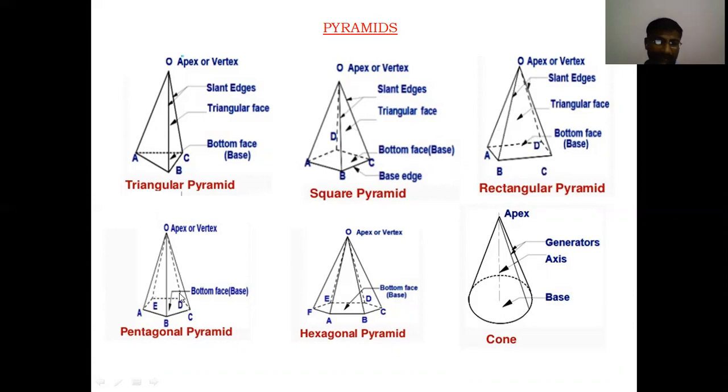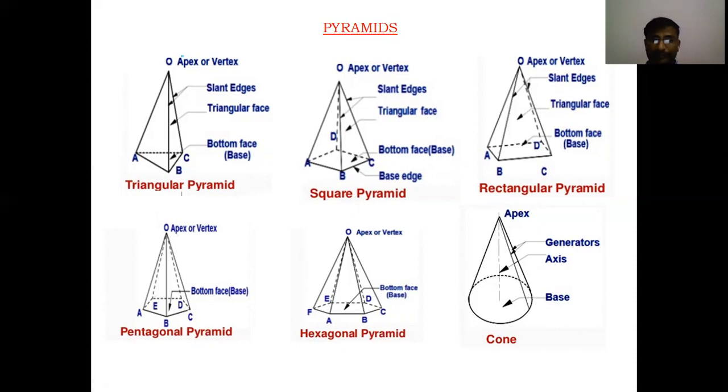Rectangular pyramid, pentagonal pyramid having the pentagonal shape of base, whose corners are connected to the apex point by slant edges. Like that, hexagonal pyramid having the hexagonal base and 6 slant edges. Cone having the circular base connected with the apex by the generators. Those are not edges; these are called the generators. Cone having the generator, cylinder having the generator. Remaining pyramids have edges, called slant edges. Okay. This total topic is about pyramids.